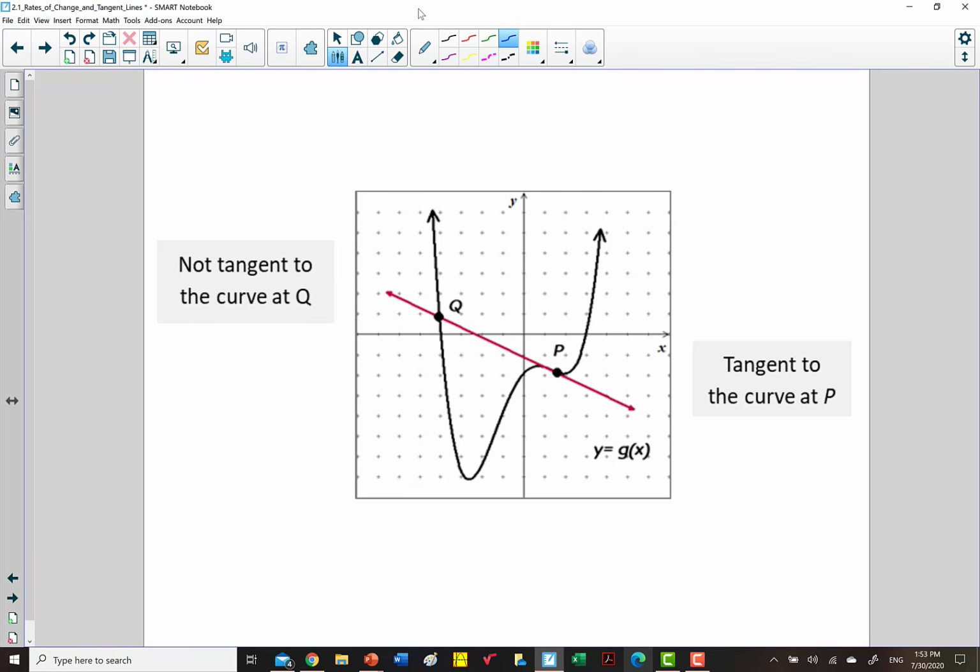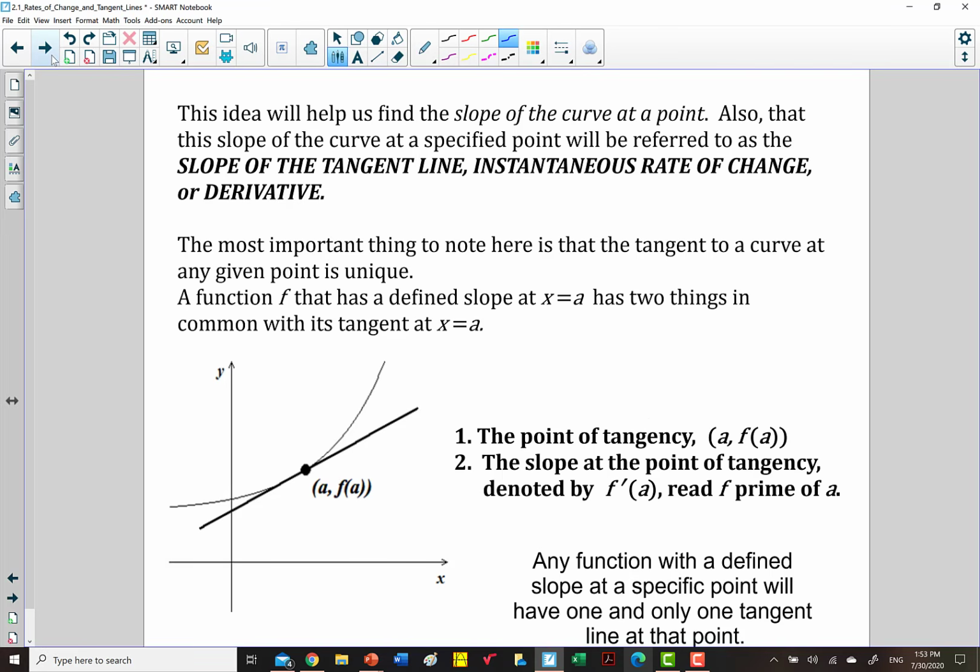So in calculus, we want to be sure that we understand that you can intersect a curve at another place along the curve and still be tangent to the curve in a very small neighborhood, say around a specific point. And we're going to use that idea to help us find the slope of a curve at a specific point. That's the idea of the slope of a tangent line, or what we're going to call the instantaneous rate of change, which is also known as the derivative.